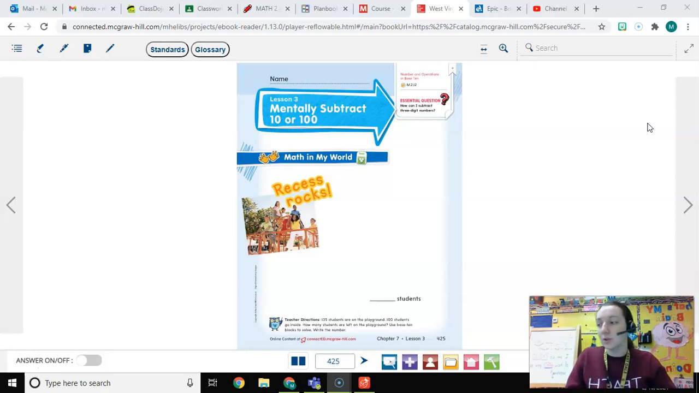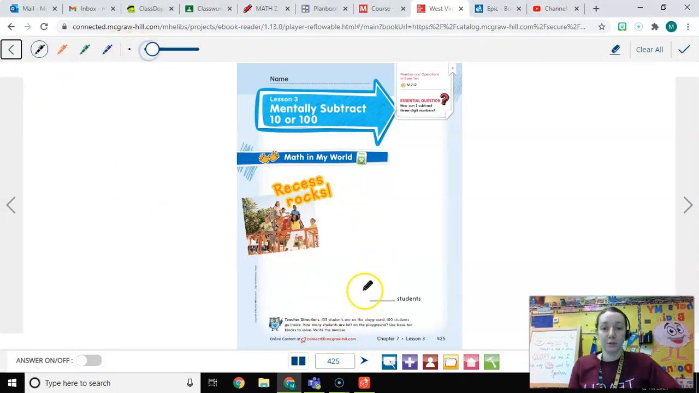So it says that 135 students are on the playground. 100 students go inside. How many students are left on the playground? Okay, so we're going to use base 10 blocks to draw and figure this out. So we have 135 students on the playground and 100 students go inside. How many are left? So we're going to first draw our 135. So you have 100, 3 tens, and 5 ones.